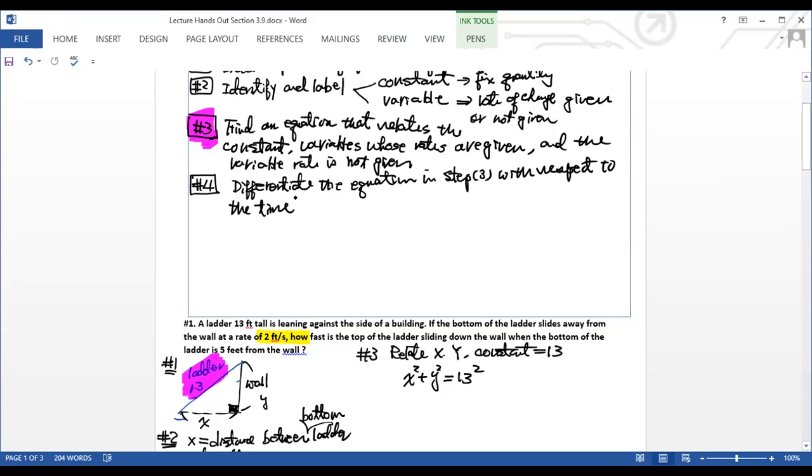Okay, then by implicit differentiation. Remember, all these variables are related to time, so when you take the derivatives, you need to use implicit differentiation, and then by the chain rule, you do the dt part. Now let's take a look here.